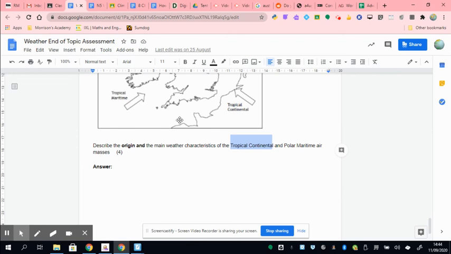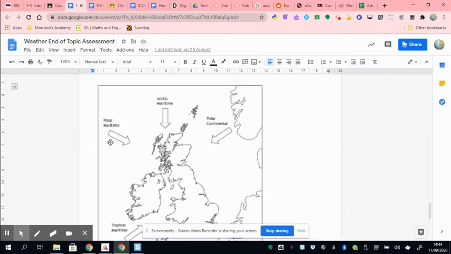Polar maritime, in contrast, which is the other one you asked about, where's its origin? Well, it comes from the North Atlantic or from Greenland. It brings cold weather, and it brings wet weather. You don't need to explain it at all. You are just asked to describe.